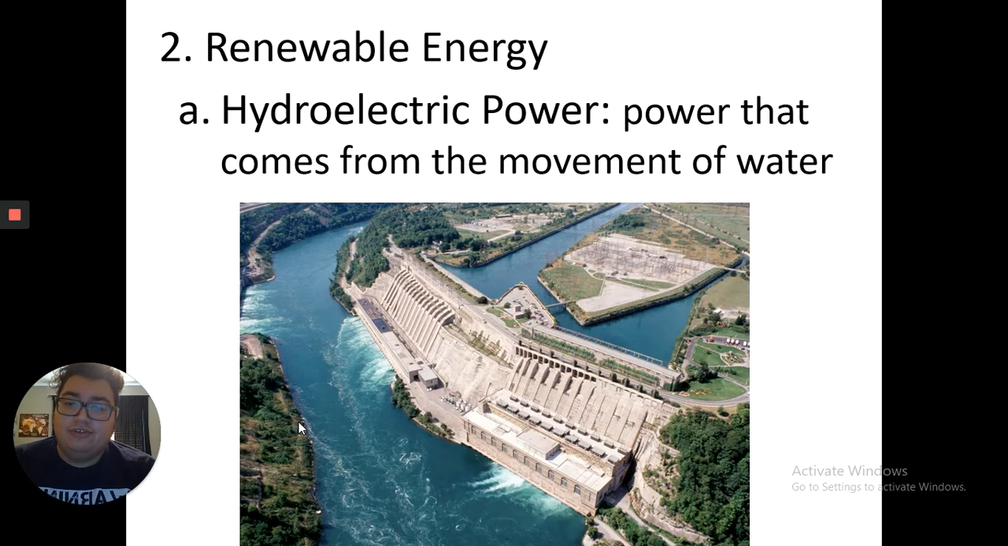Renewable energy: hydroelectric power. This is just using the river to generate a whole bunch of energy, which I'm kind of also for, because you're not doing anything except using gravity to power turbines in the hydroelectric power that develops energy.